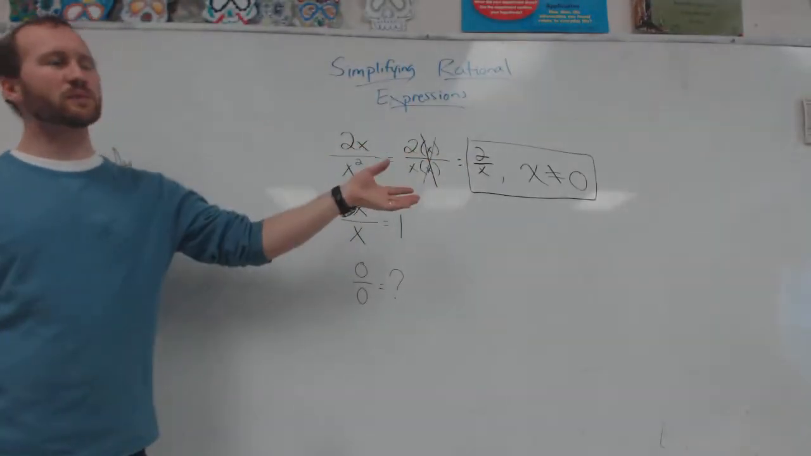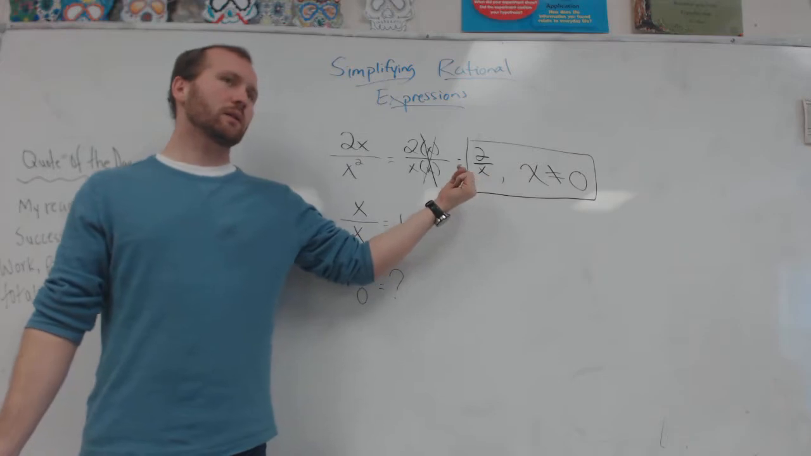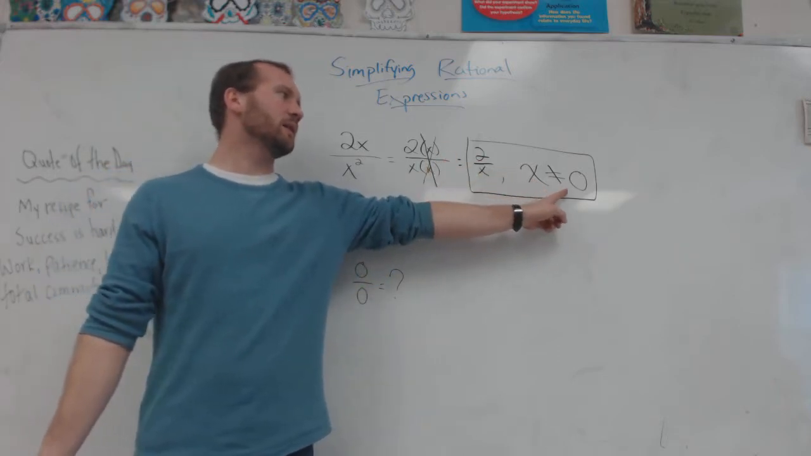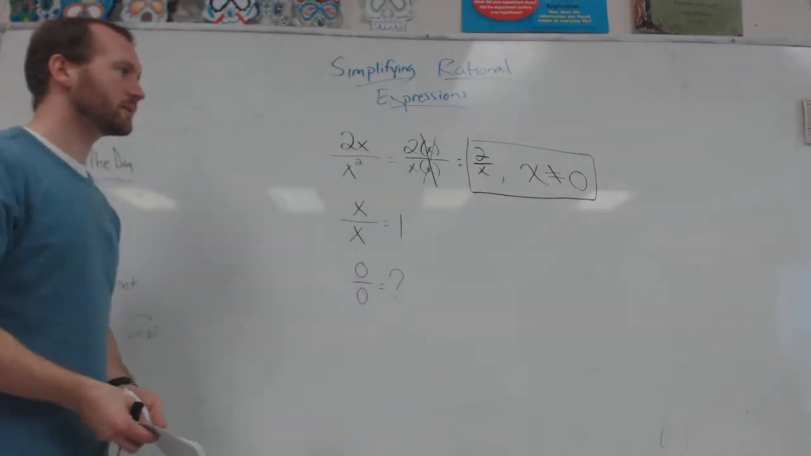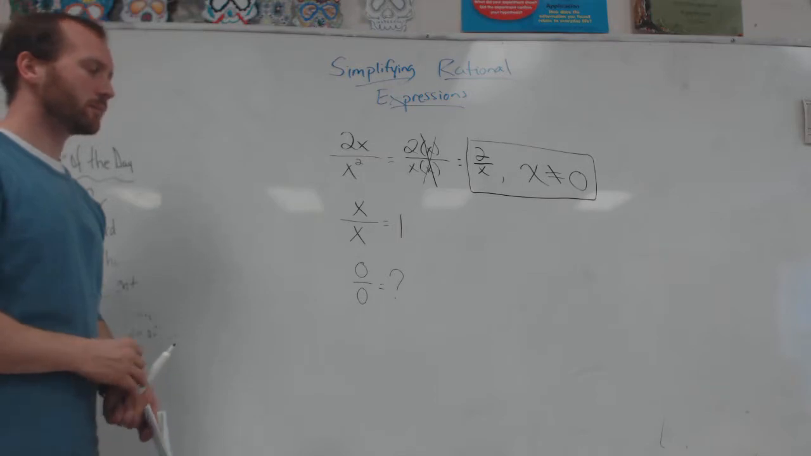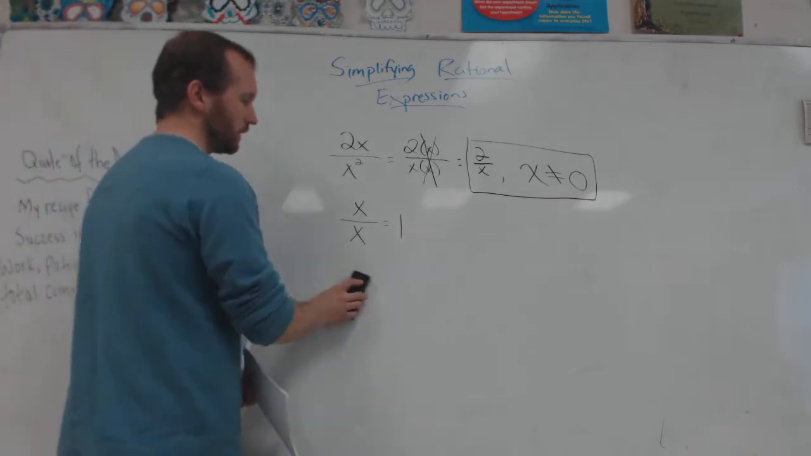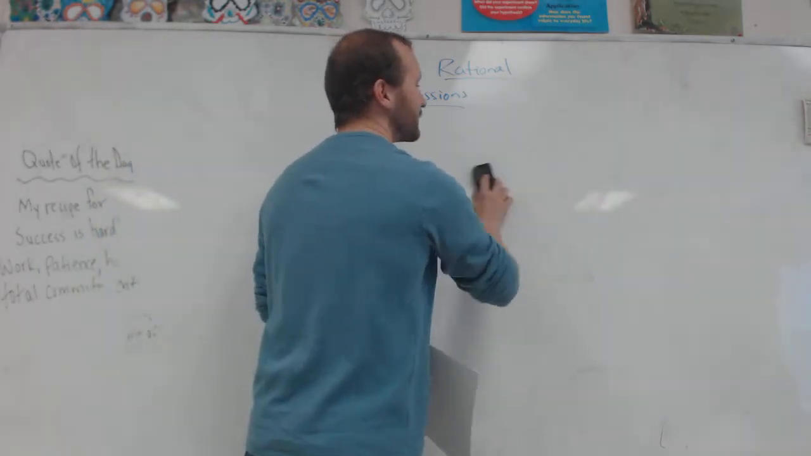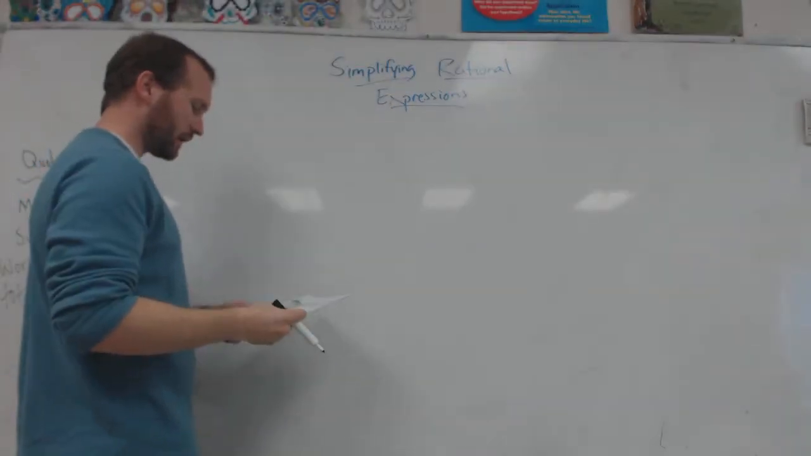Another way that this is sometimes phrased is finding the domain of this expression. The domain of this expression is all the real numbers except when x is 0. So it's x does not equal 0. This is our domain for that function. Remember, the domain is all the possible x values, and the range is all the possible y values, but we're not going to talk about that.